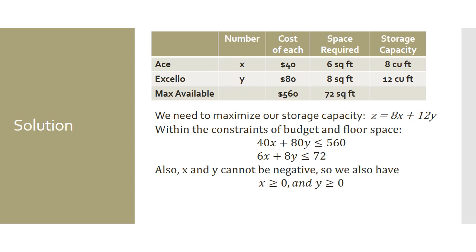We do have two constraints. Our budget, we can only spend $560, no more. So the cost of ACE cabinets, 40X, plus the cost of Excello cabinets, 80Y, has to be less than or equal to $560. We're also limited by space. So 6X plus 8Y must be less than or equal to 72. It kind of goes without saying, but we also have the additional constraints that X and Y must both be positive.